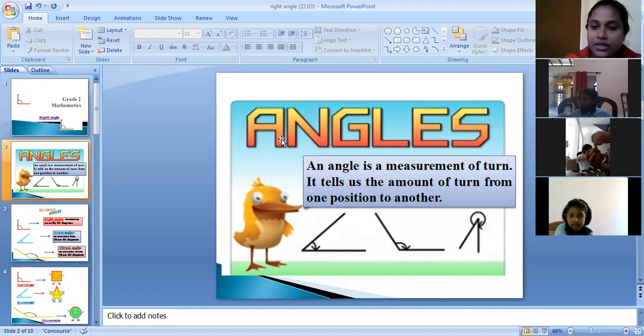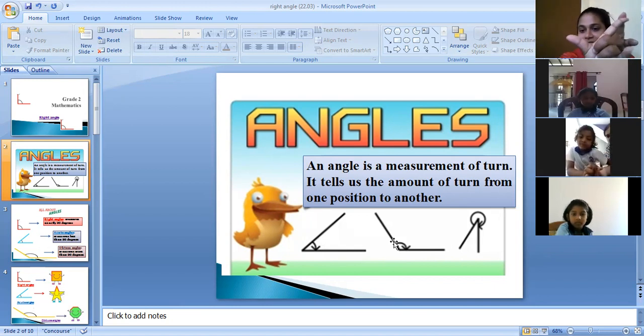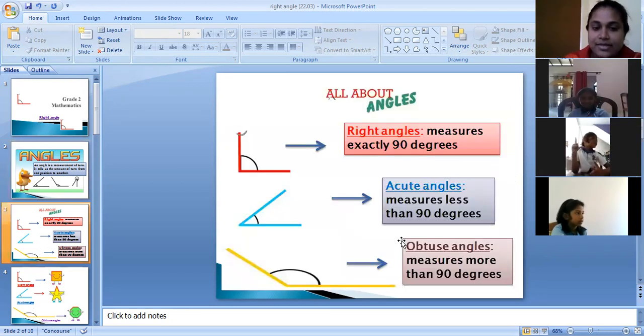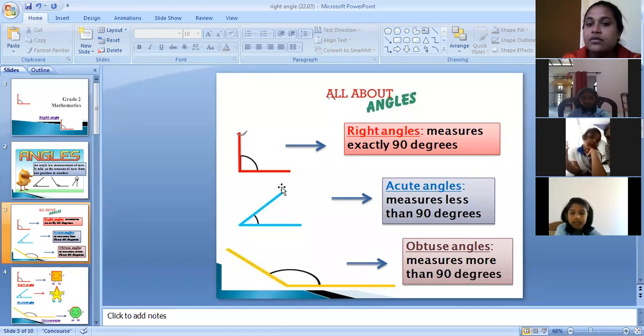For this movement we call angle. Now here look at my screen, there are three pictures. There are three angles. Some are like this, some like this, and some bigger than this. We can't fold our finger more than that, right? With the help of pictures, let's go. Here now look at this. I have three angles, red, blue, and yellow. This is the one we are going to study today.